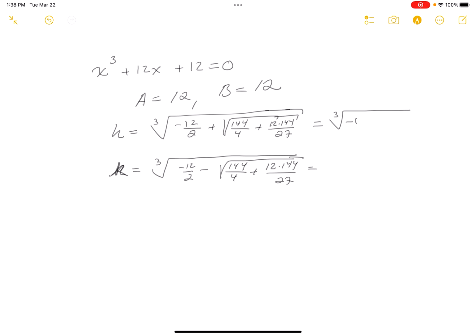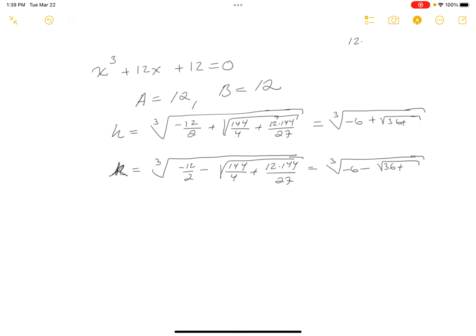It's going to be minus 6 plus, well, 144 divided by 4, that's 36. All right. Let me write this one over here too. I'm getting close. Cube root of minus 6 minus, and let me write this over here, 36 plus. Now I've got to do this, 12 times 144 over 27. Let me put that down.